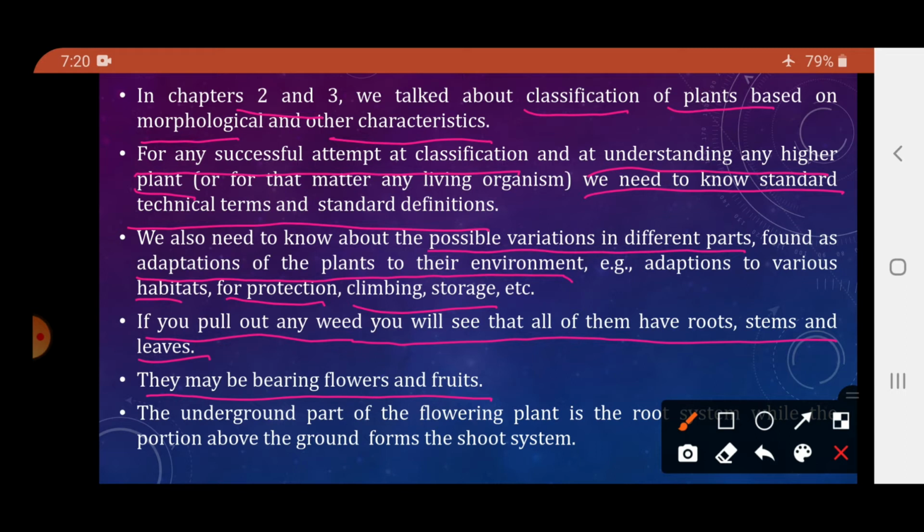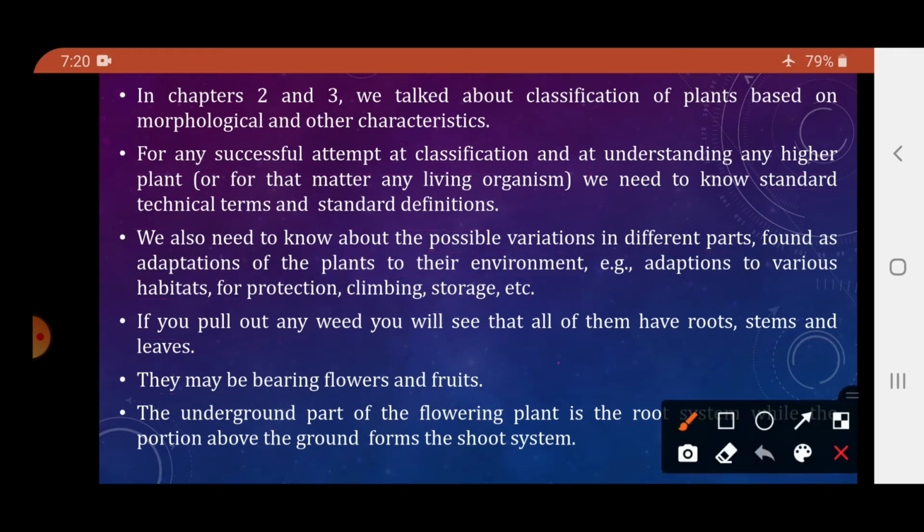So basically the underground part of the flowering plant is called the root system, and the portion of the plant which is above the ground is called the shoot system. So there are two regions. The part of a flowering plant above the ground is called the shoot system, and the part of the plant under the ground is called the root system.